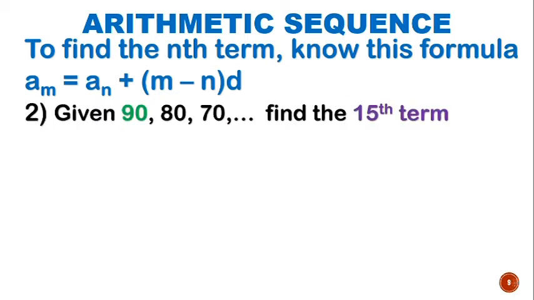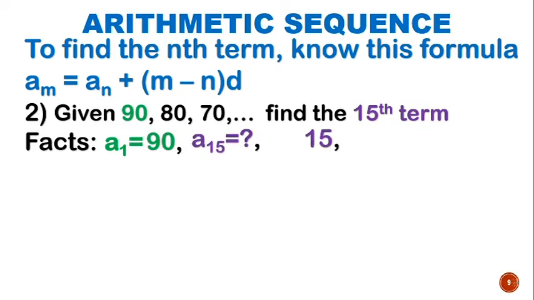Do the same, but this time, okay. So you have 90. How do you call 90? Yes, that's the first term. What about the 15th term? How do you write that? 15th term. Okay, so those are the important things you should see on your own, because nobody will be asking you the questions I'm asking right now. So you should have identified that on your own.